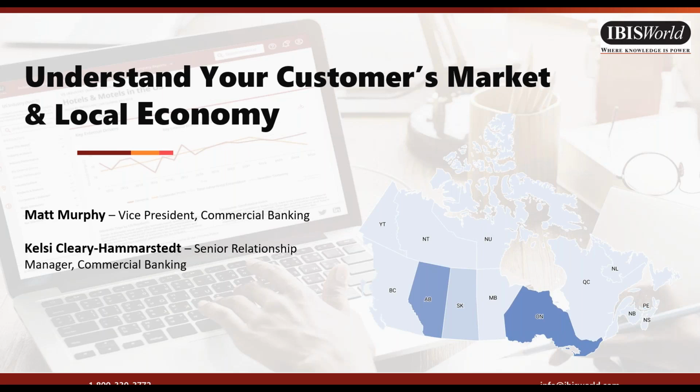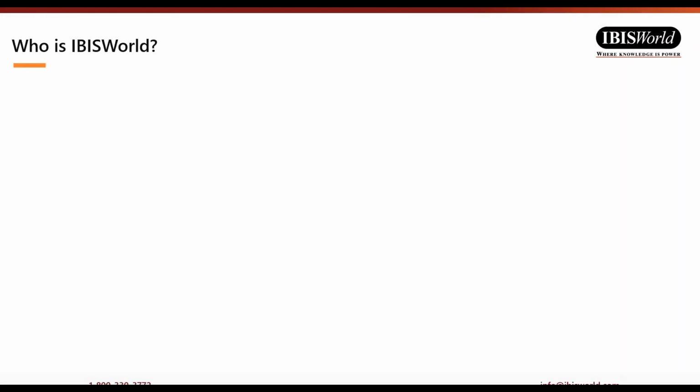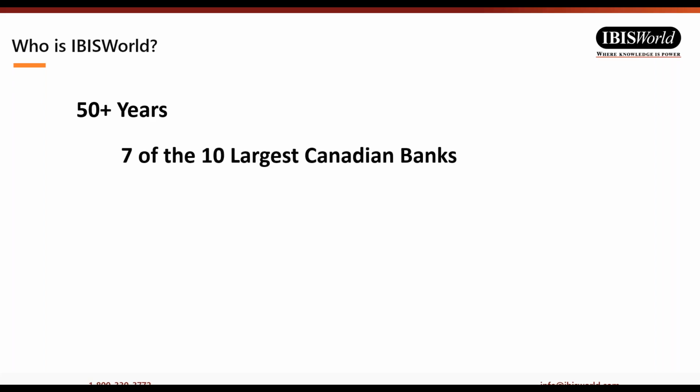Before we get into that, because I know a number of the folks on the call are already using IBISWorld, but maybe a few aren't, I just want to start with a quick couple notes on who IBISWorld is overall. So IBISWorld, in a nutshell, we're the largest provider of industry information for banks and credit unions across North America. We've been around for over 50 years. These days, we work with 7 of the 10 largest Canadian banks. We also work with banks and credit unions, financial institutions of all shapes and sizes. So by no means are we only working with the largest ones, but certainly happy to call those 7 institutions our clients.